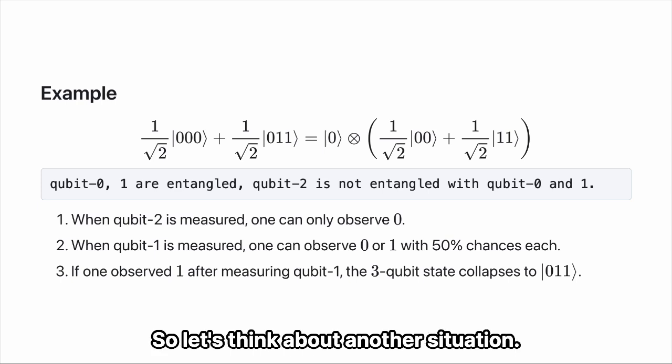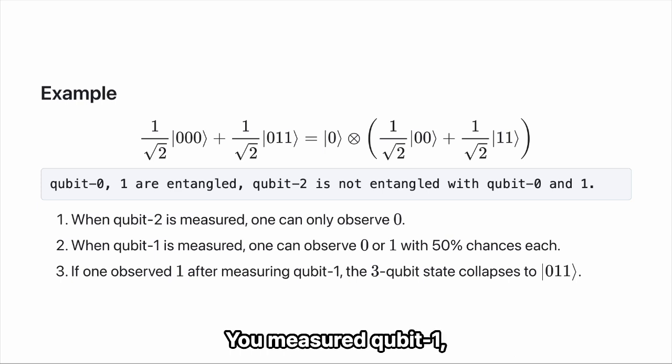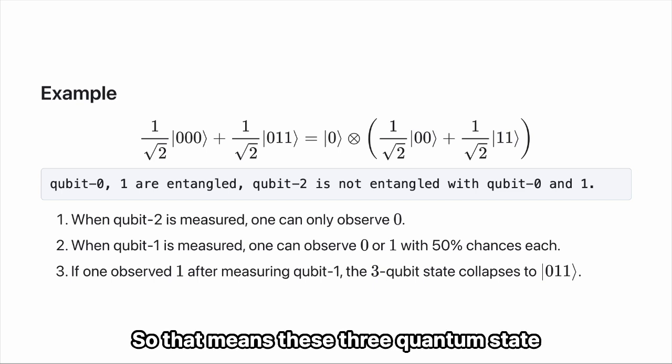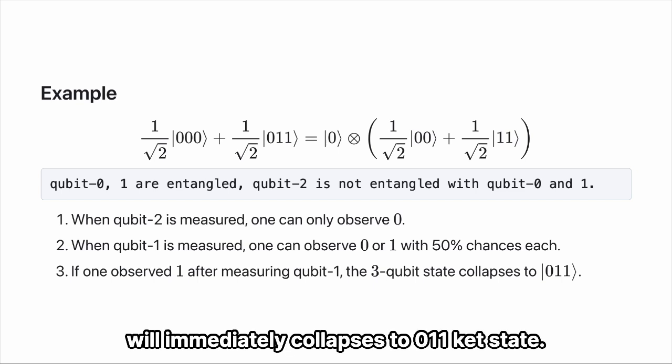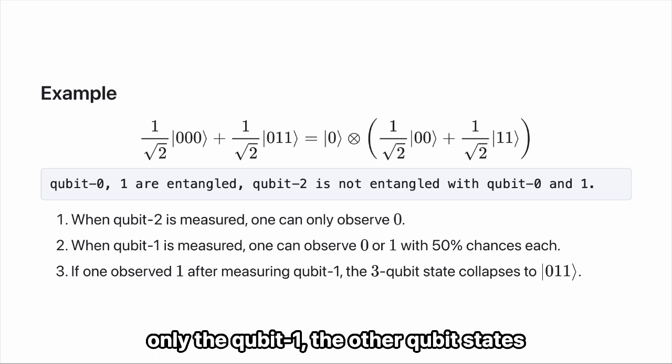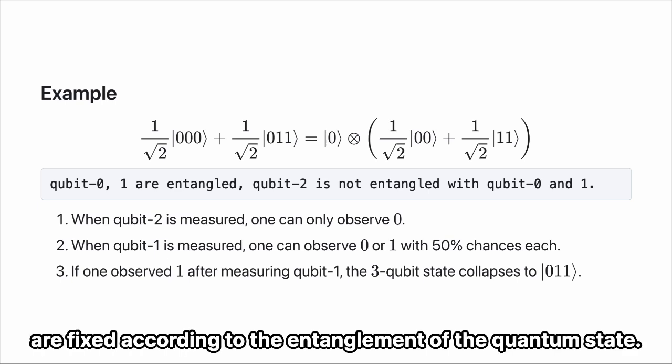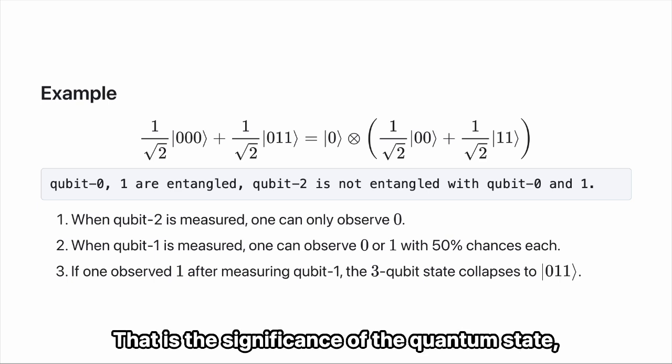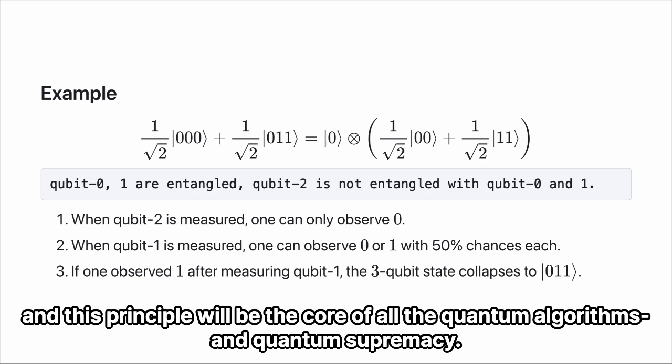So let's think about another situation. You measured qubit 1 and let's say you observed 1. That means this three-qubit quantum state will immediately collapse to the 0, 1, 1 cat state. So even though you measured only qubit 1, the other qubit states are fixed according to the entanglement of the quantum state. That is the significance of entanglement, and this principle will be the core of all the quantum algorithms and quantum supremacy.